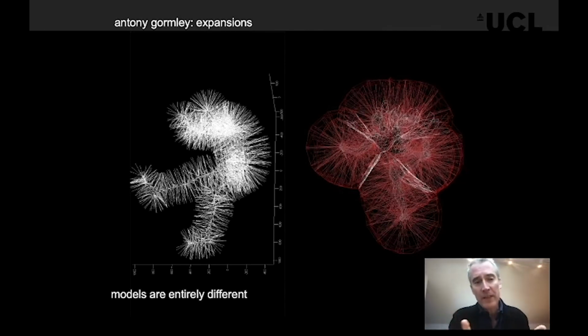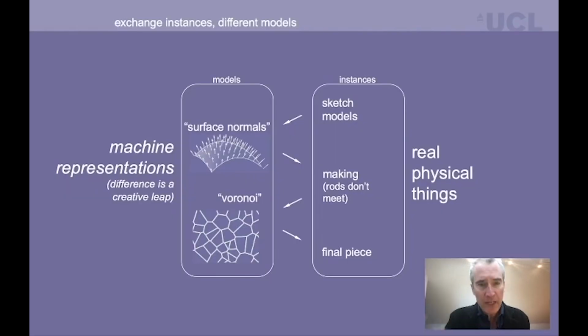Now, the point about these, though, is that surface normals and a Voronoi diagram are entirely different descriptions of what seems to be a very similar geometry. But they are entirely different. And if we think about how the design process actually goes, in this case, I say it's much, much more complex than this, but to simplify it, we went from sketch models, real sketch models in the world, to this idea that there are surface normals, an instance to a model of surface normals. From that, you can construct some more, you can make them, and you can find that the rods don't meet up very well. And from that, we can go and abstract totally different idea of what this is, a Voronoi diagram.